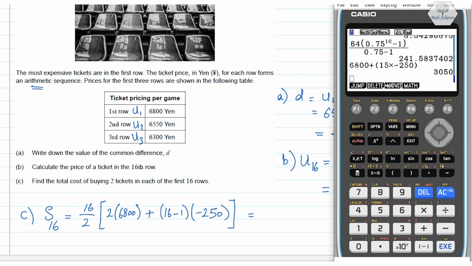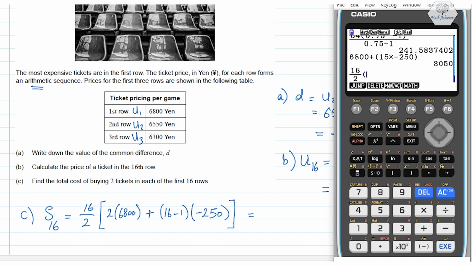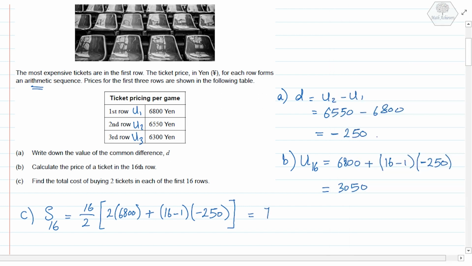I use my graphical display calculator. I have 16 over 2 times 2 times 6,800 plus the 15 times minus 250. Close the bracket, close another bracket, and this will be equal to 78,800. So this is 78,800. This is for buying 1 ticket.